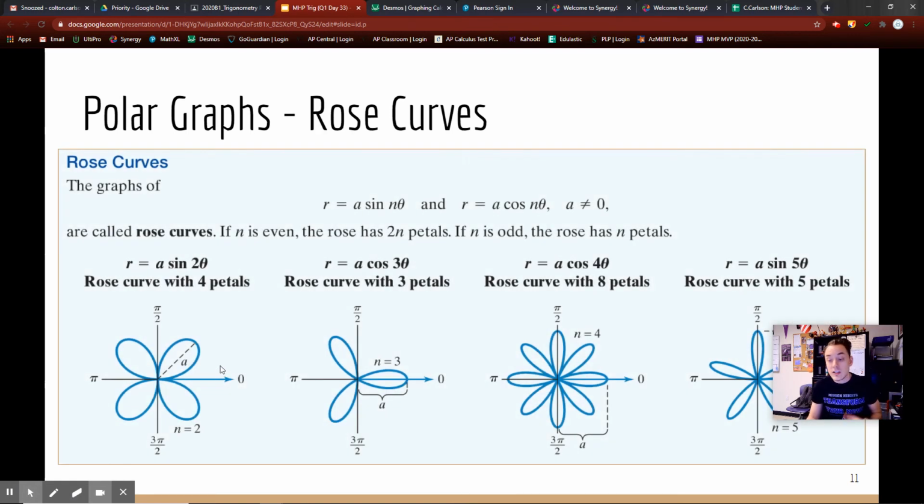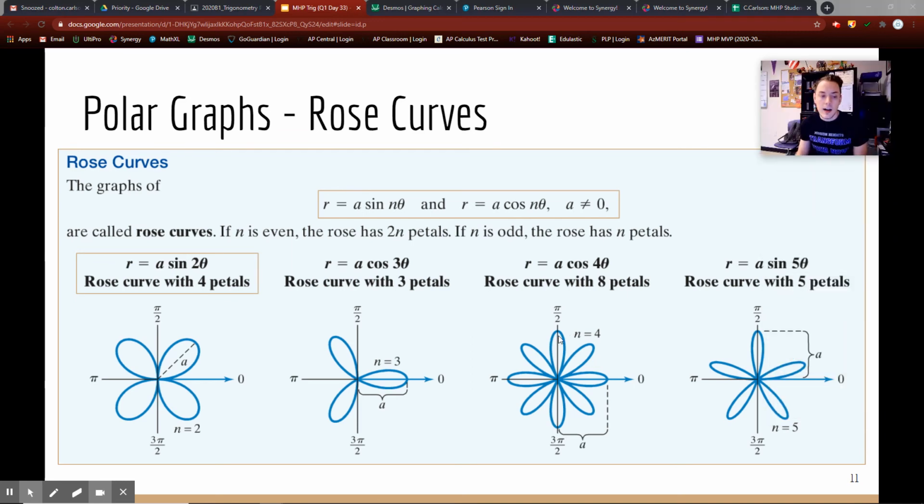So the rose curves are actually very simple because it's really just these formulas, and the basic pattern here is that if the rose curve has 4 petals, that means your n value, the thing that's attached to your theta, is half of that. So if it's even, it's going to be half of that. So meaning this is an even number. That means I'm going to double the petals. That's the number of petals. So 2 times 2 is 4.